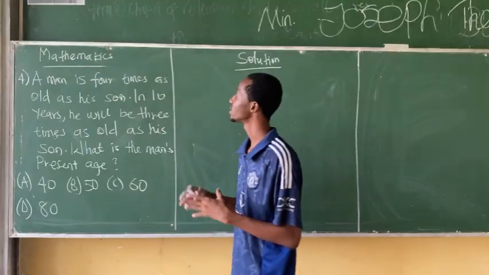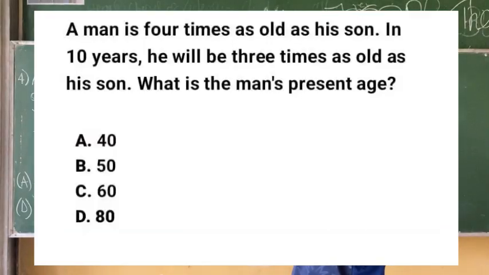Question 4 says, a man is 4 times as old as his son. In 10 years, he will be 3 times as old as his son. What is the man's present age?